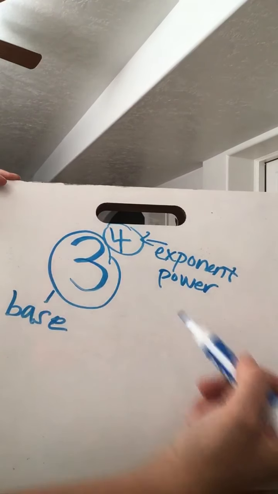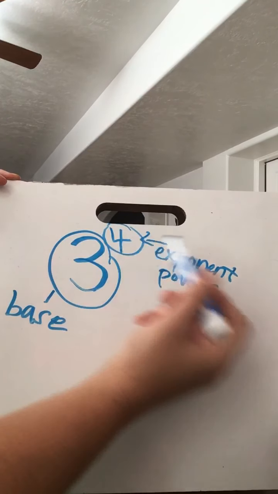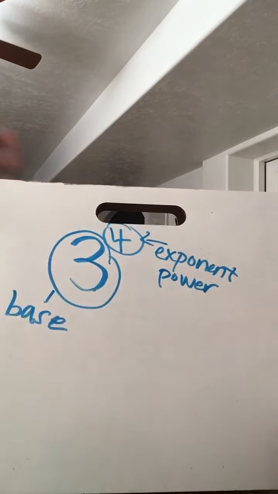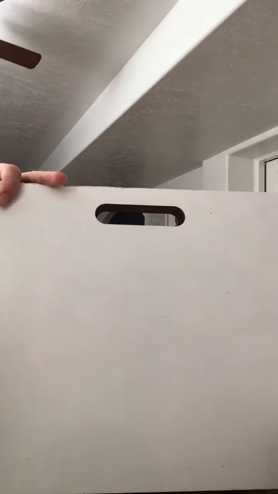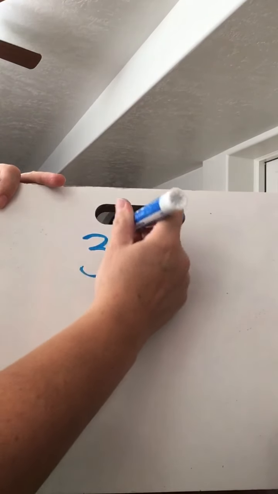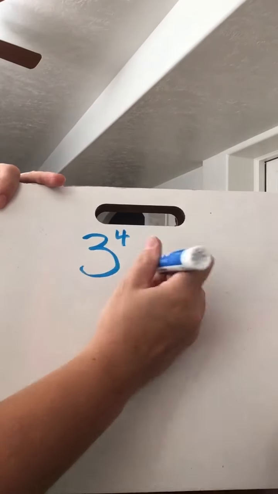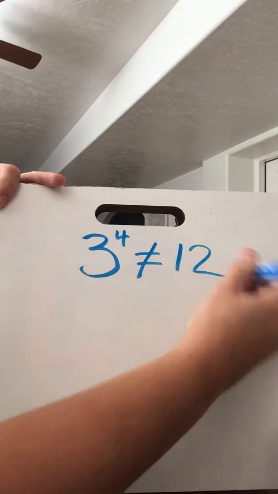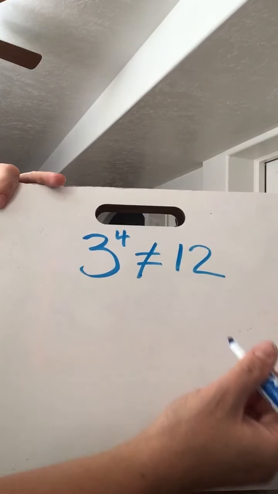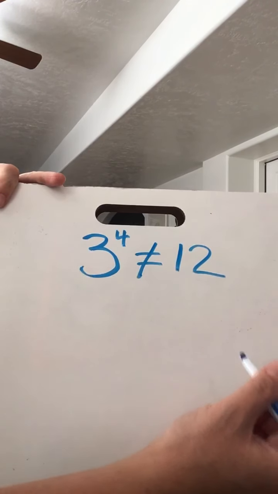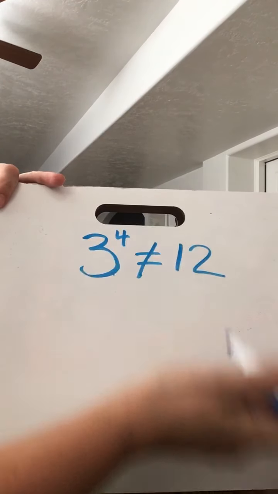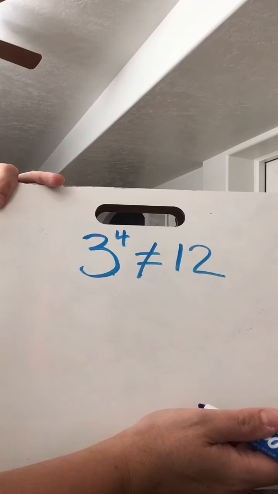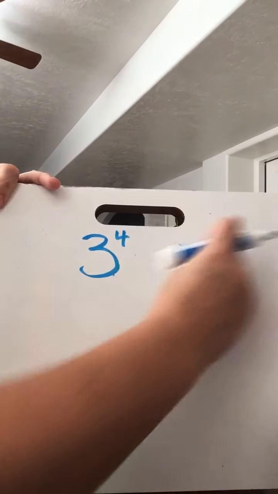So what we would say is 3 to the 4th power, right? And if you remember what I said last week, that does not mean 3 times 4. This is not 12. This does not equal 12, okay? So that's the number one thing to remember, because kids always forget it and then they get it wrong on a test. So this 3 to the 4th power, you do not just times the numbers, okay? Very important to remember.